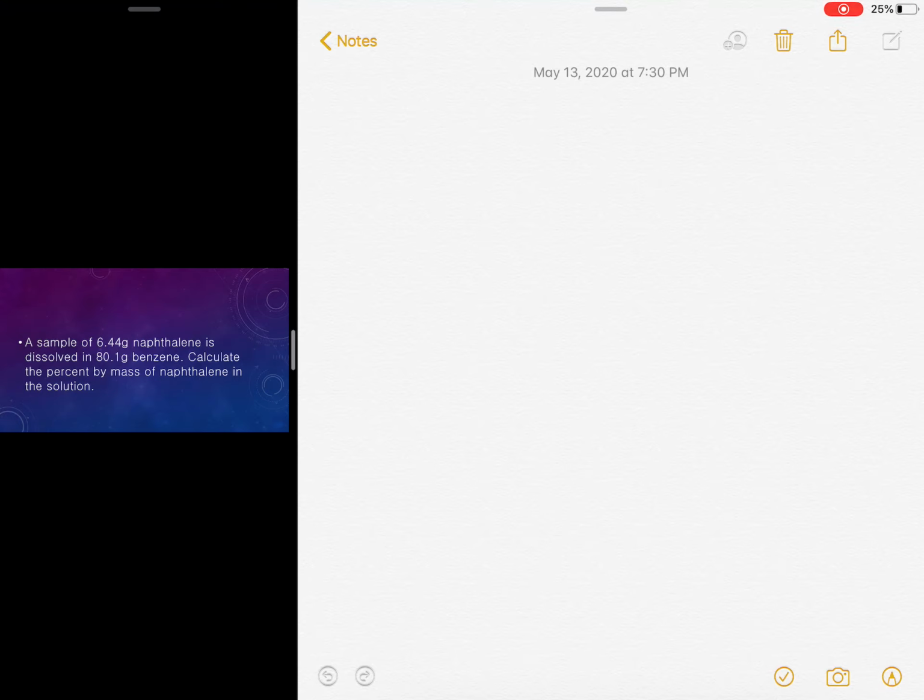Okay, so as promised, magsagot tayo, no? So let's start with the first problem. So a sample of 6.44 grams of naphthalene is dissolved in 80.1 grams of benzene. Calculate the percent by mass of naphthalene in the solution.